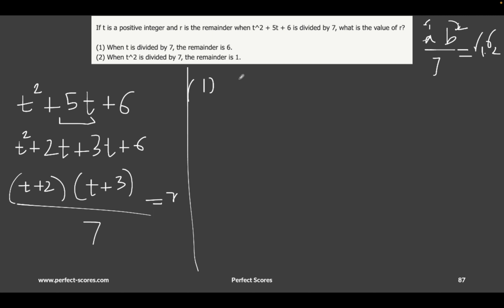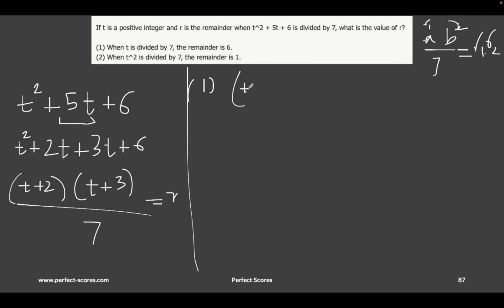So statement 1 clearly tells us that t is not divisible by 7, but when you divide t by 7, you actually get a remainder of 6. So that means that you are essentially going to get a remainder of 6 when you divide t by 7. That means you'll be able to get the answer, and that means this statement is going to be sufficient. Let me just show that to you mathematically here.